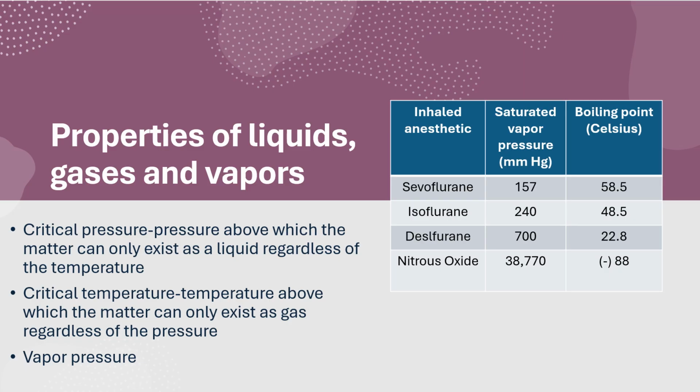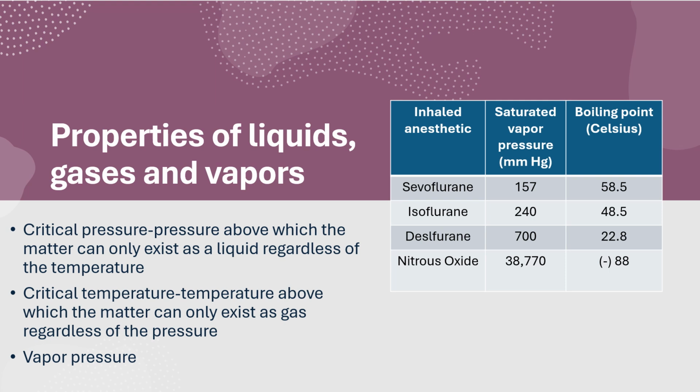Let's talk about critical pressure, critical temperature, and vapor pressure. Critical pressure is a pressure above which the matter can only exist as liquid, no matter what the temperature is. Critical temperature is a temperature above which the matter can only exist as gas, no matter how much pressure is exerted on the substance. What about the vapor pressure?